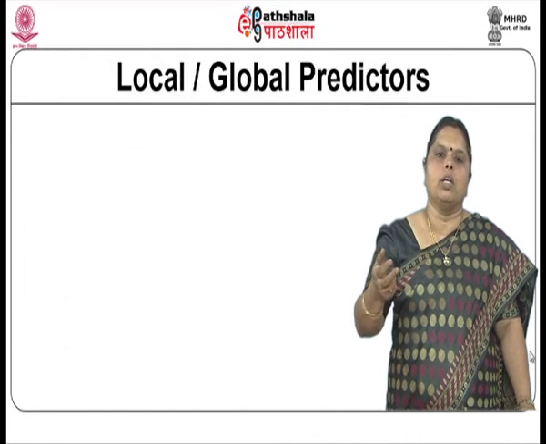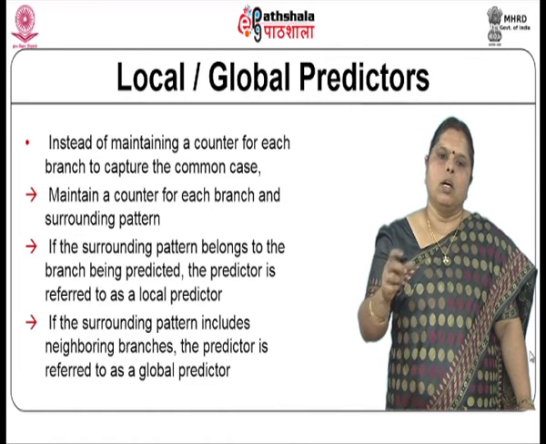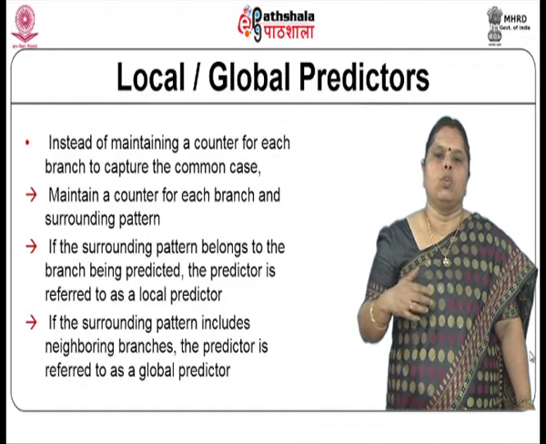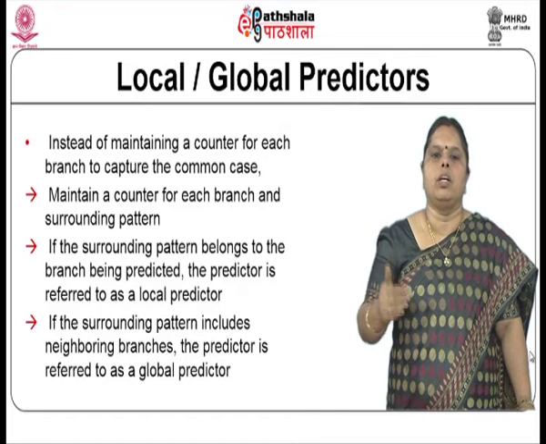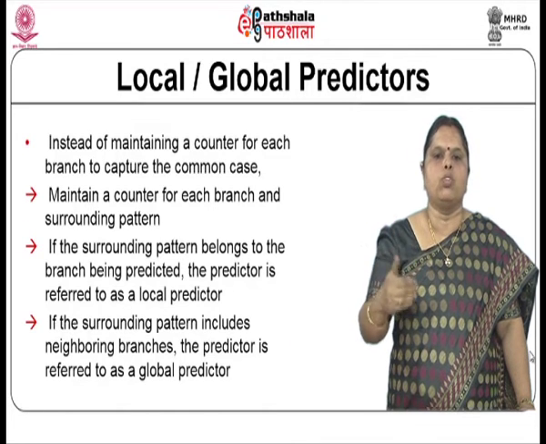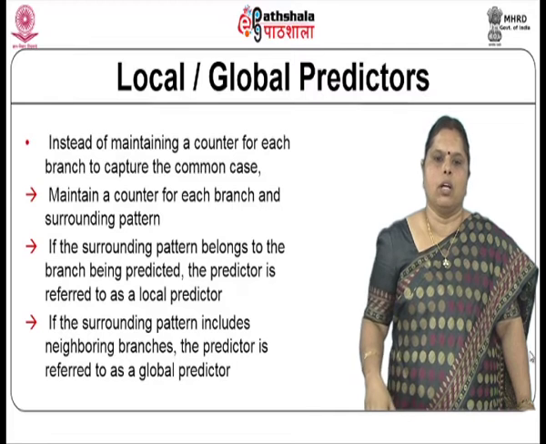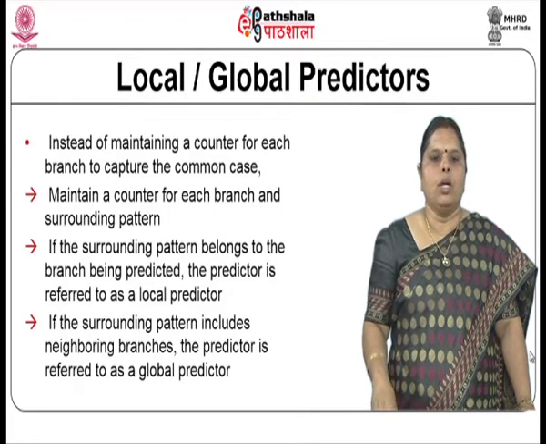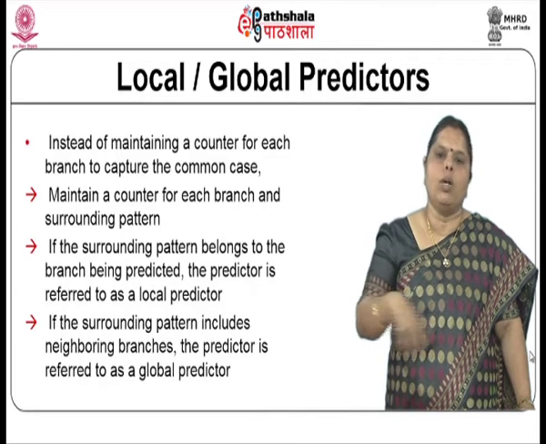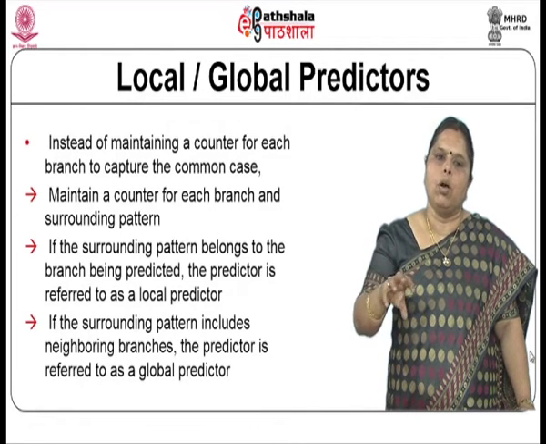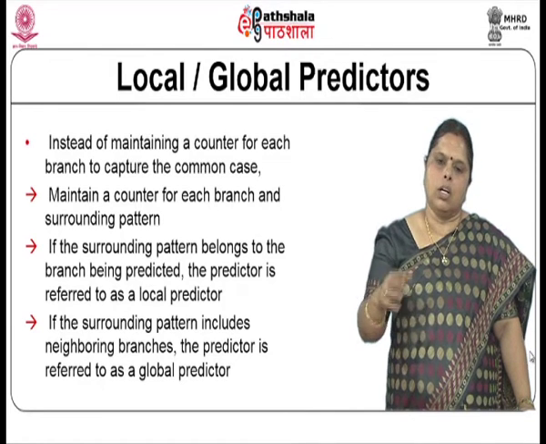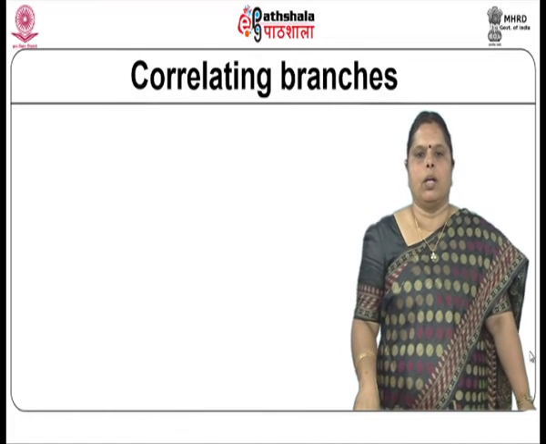So when you are looking at 2 branches, you know that there are 4 possibilities. Both the branches could have been taken, both could have been not taken, or one taken and one not taken. You have all the 4 combinations: 0 0, 0 1, 1 0 and 1 1. Accordingly, you have 4 different options to choose from, and based on those options you choose the prediction for a particular branch. So basically the idea is, instead of just maintaining a counter for each branch, you maintain a counter for each branch and the surrounding pattern. If the surrounding pattern belongs to the same branch, then it is called a local predictor. If the surrounding branches include other branches also, it is called a global predictor.